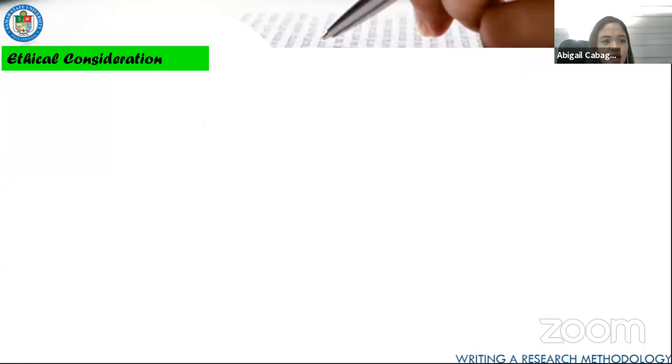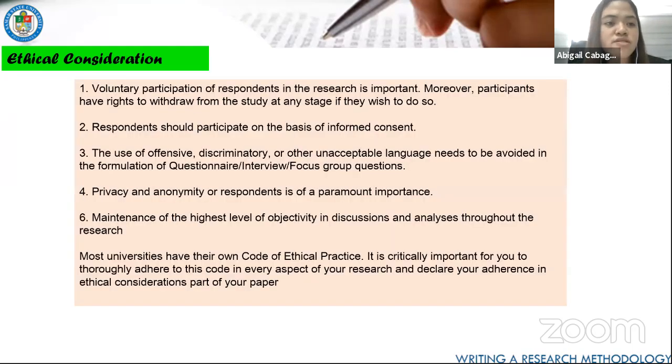Okay, now another additional section in the methodology portion is the ethical consideration. As I mentioned earlier, there are studies that don't have the ethical consideration part. They just place it in data collection or the data gathering procedure. But in most journals now, we already have the ethical consideration. And we need to consider this one.